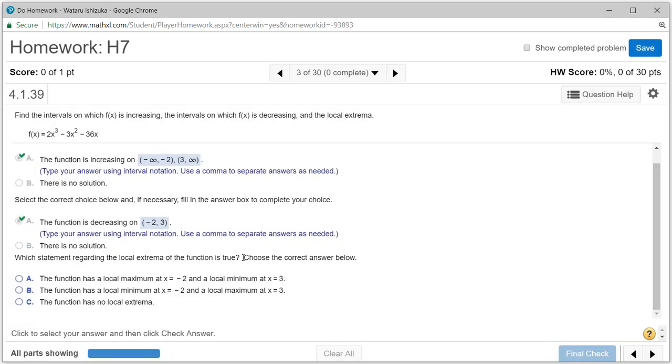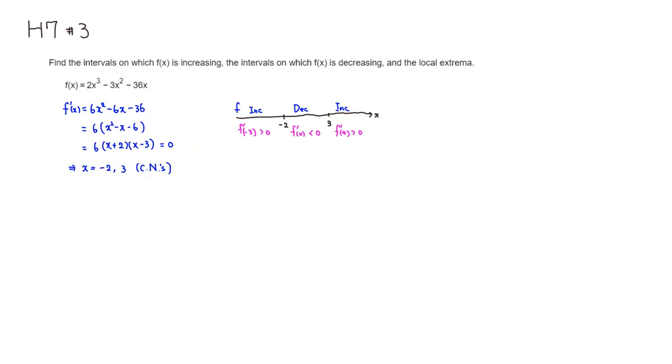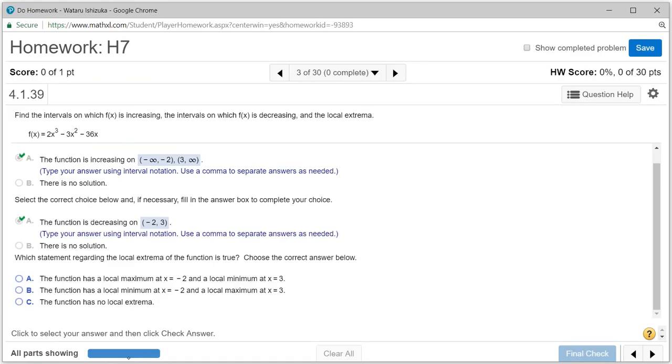Now we have to check the local max and local min. If you look at the picture, here it is going from increasing, turning into decreasing, so here you would have a local max. Here it is decreasing, turning into increasing, so you're going to have a local minimum there. So let's type it in: the function has a local maximum at negative 2 and a local minimum at x equals 3.